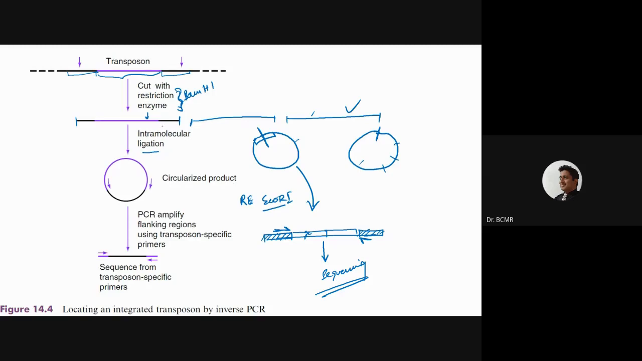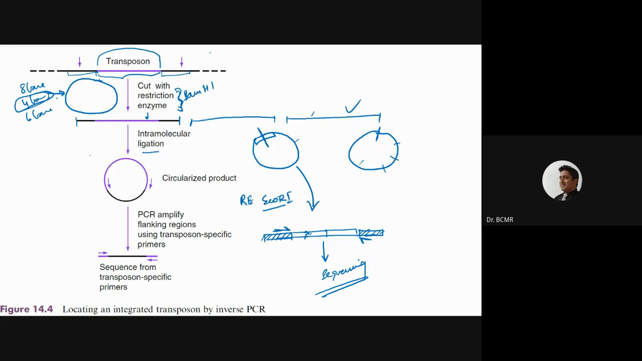For simplicity, I will add one step. Usually, which site should you use in this step, an 8-base cutter, 4-base cutter, or 6-base cutter? That is the question. I want frequent cutting, right? Because the genome is huge, typically a 4-base cutter is better to use. That 4-base cutter sequence should not be in the transposon. That is one precaution people should take.